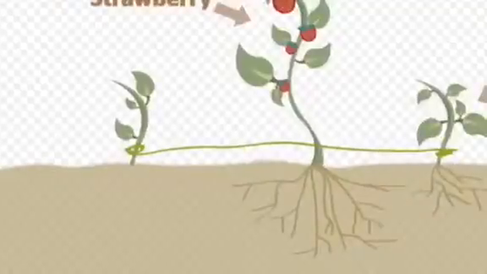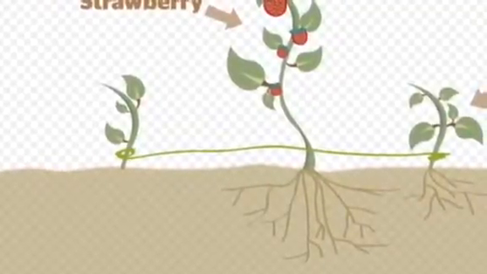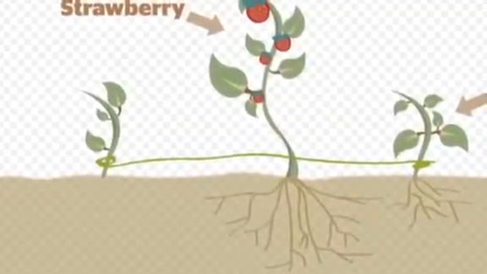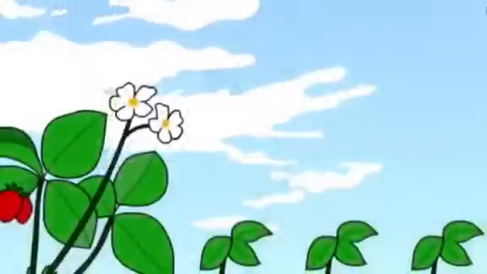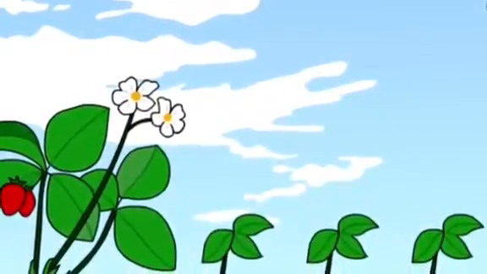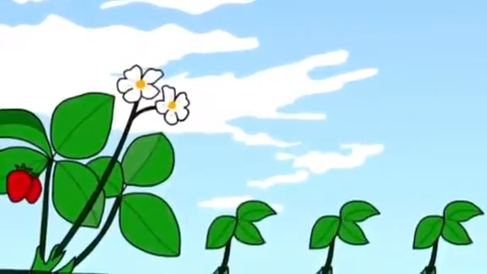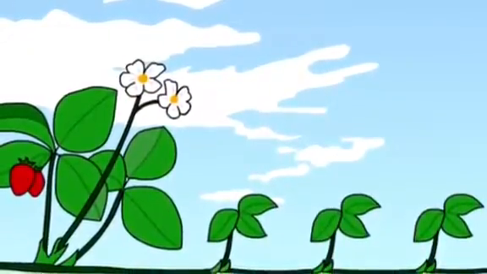One advantage of asexual reproduction in plants is the speed, because asexual reproduction doesn't involve gamete formation, so this process is quick.